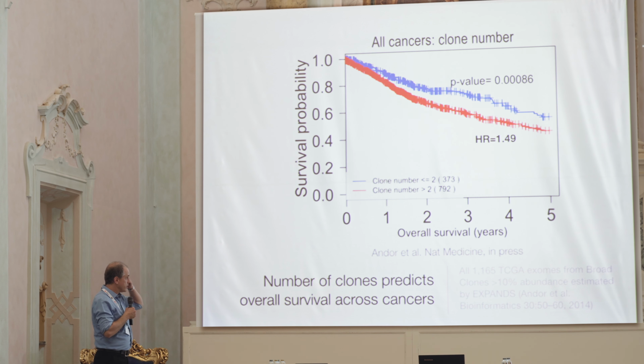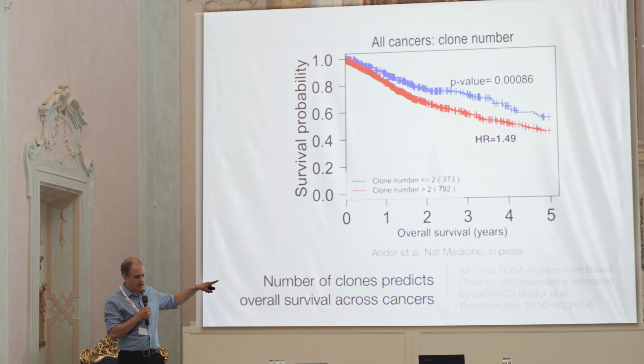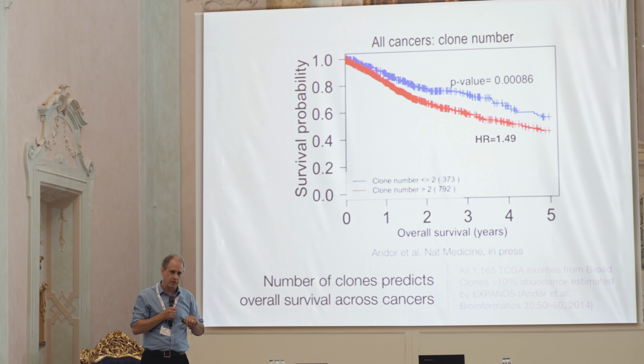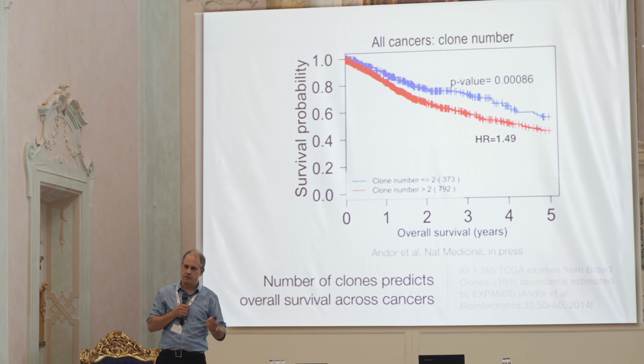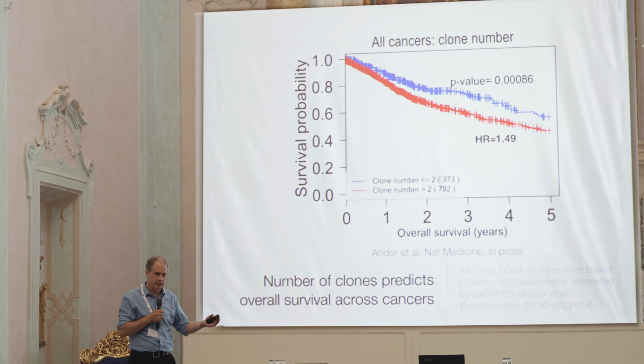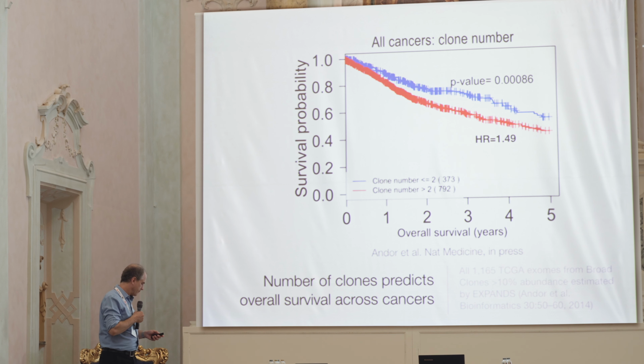Okay, what we did in this pan-cancer study, among other things, was using this expands package from Noemi Andor to estimate the number of clones within the sample, and to show that tumors with more clones had a worse prognosis than tumors with fewer clones. So this basic diversity predicts overall survival.